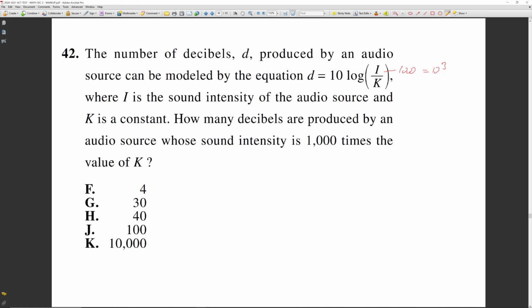So when you do a log here, a log of 10 to the third is 3, and then you have to multiply that by 10, times 10, and that gives you 30. Answer is G. In reality, this is a 20-second problem.